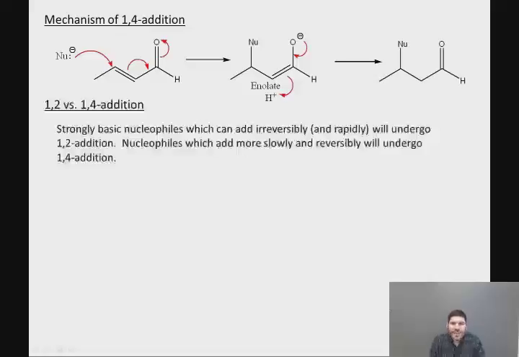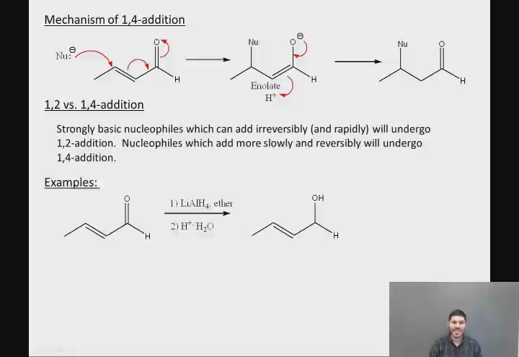Okay, so we know that nucleophiles can add to either position. We now have to address the question: when do we get 1,2 addition and when do we get 1,4 addition? Well, let's look at the experimental data first and then try to understand it. So the facts are that strongly basic nucleophiles, which can add irreversibly and rapidly, will undergo 1,2 addition, whereas nucleophiles which add more slowly and reversibly will undergo 1,4 addition.